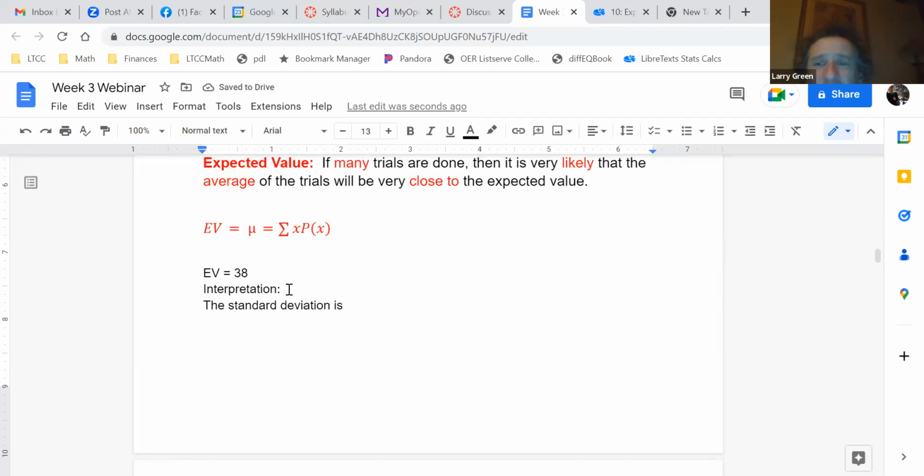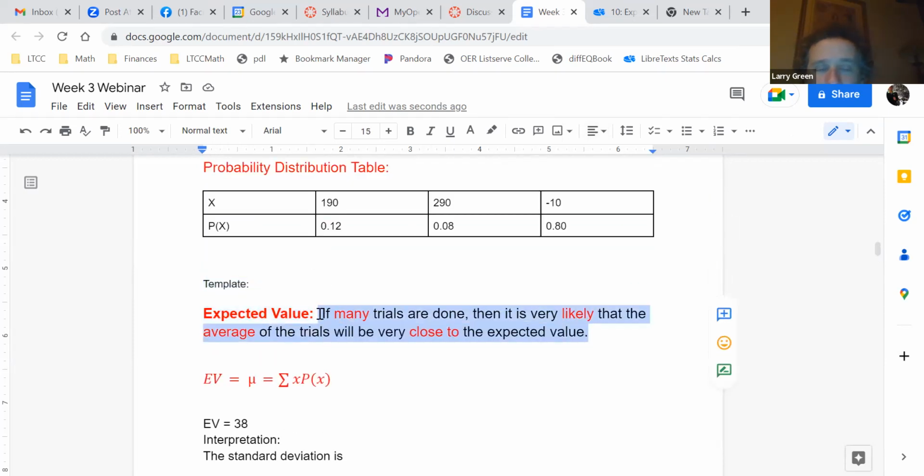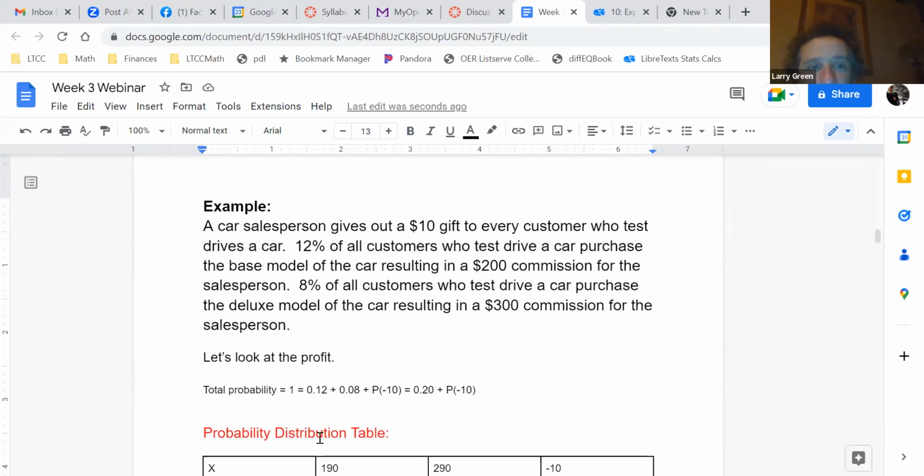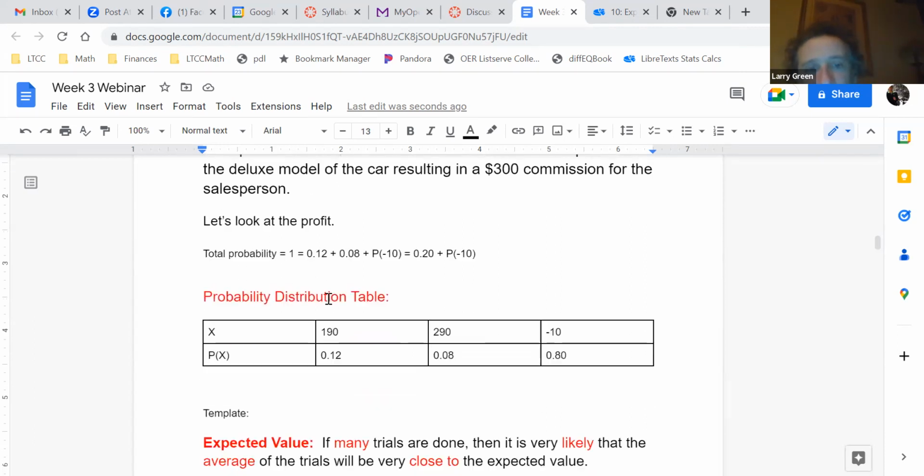Okay, so now the interpretation. So here's what I want to warn you. Do not just write this down if I'm asking you to interpret the expected value, because this is like a general definition. We need to talk about people looking at cars. Does that make sense? So we need to interpret it based on this particular question, which was a car salesman or salesperson giving out a gift, and some people buy this and some people buy that. We want to look at the profit for the salesperson.